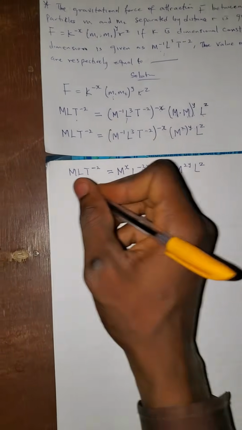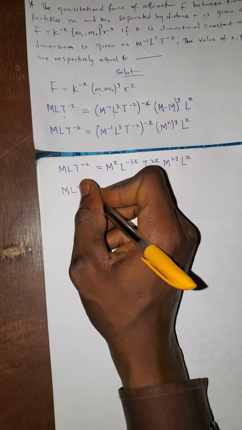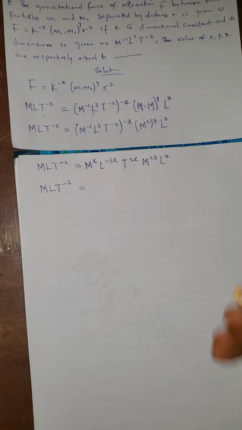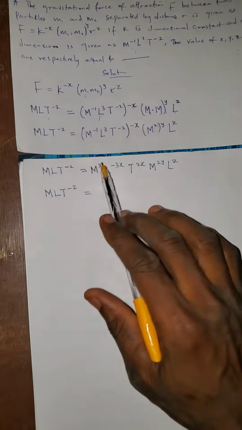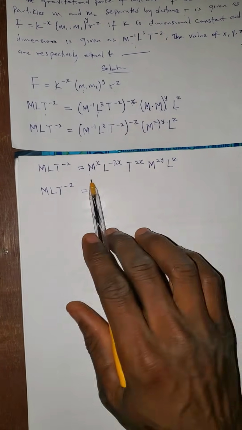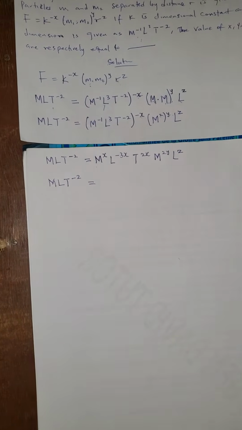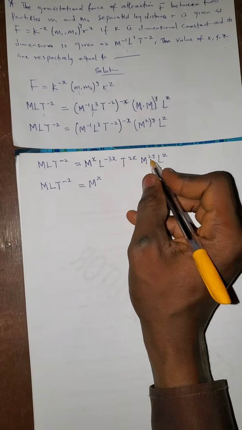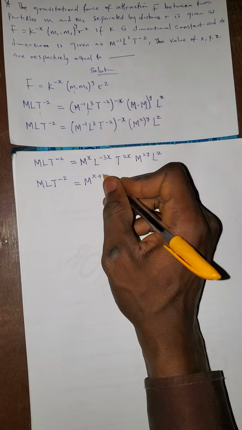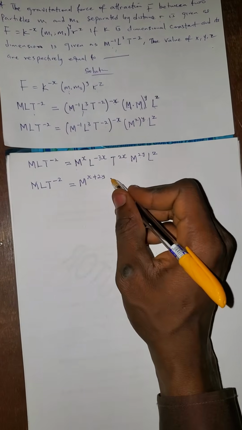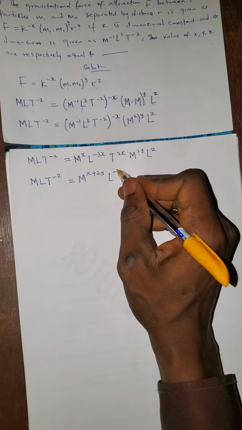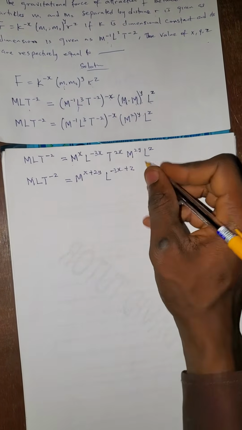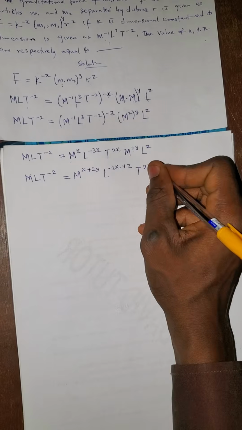Now, let us collect the like terms. Let us take all the M together, L together, T together. Don't forget the sign between them is multiplication, so remember the law of indices I told you. So M raised to power X, plus another M, which is plus 2Y. Then for the L, we have L raised to power minus 3X here, and another L is here, that's plus Z. Then for the T, we have T raised to power 2X.